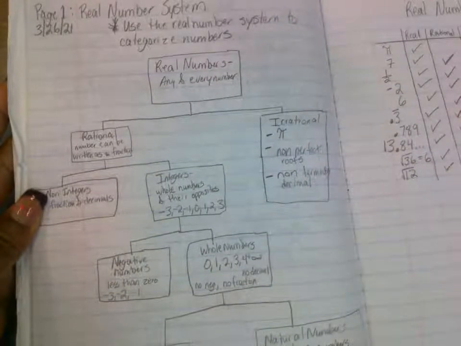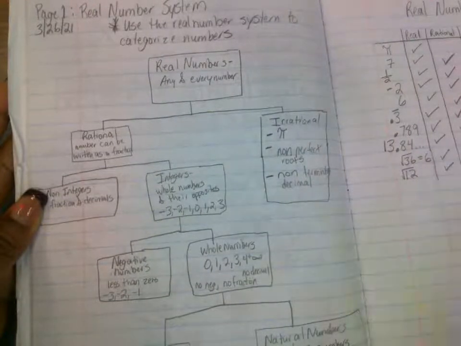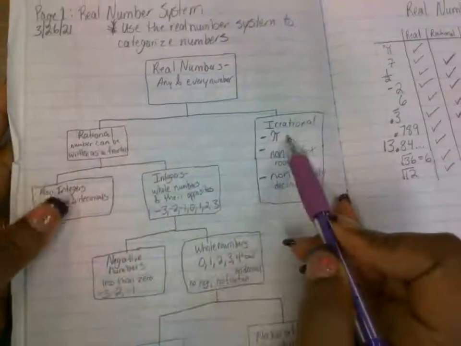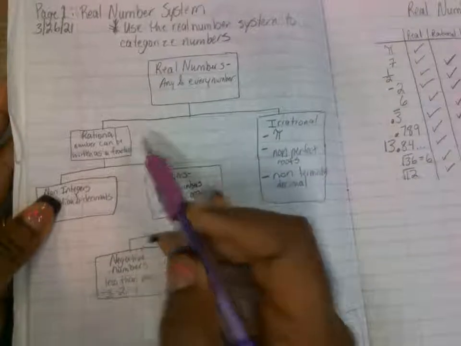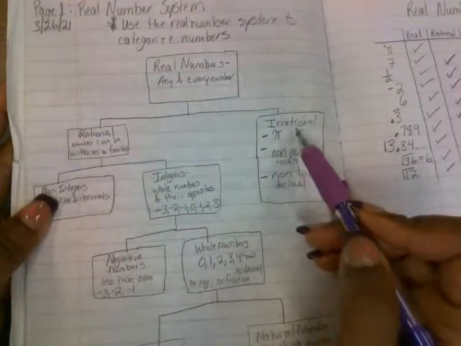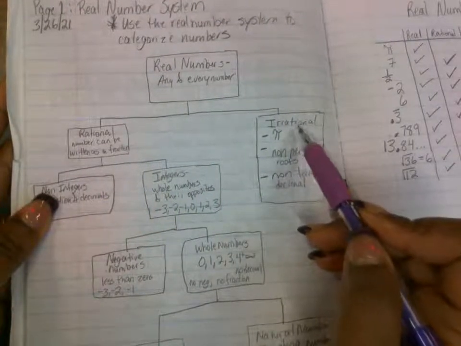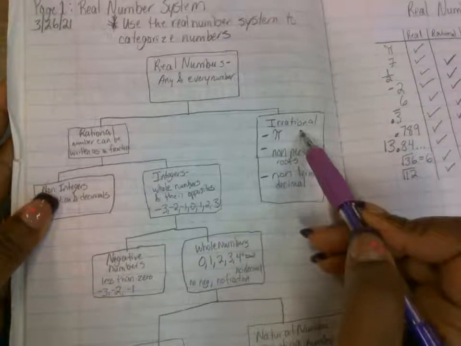Real numbers are broken into two different categories. You have rational numbers and irrational numbers. Rational numbers are numbers that can be written as a fraction. Irrational numbers are numbers that cannot be written as a fraction, okay?